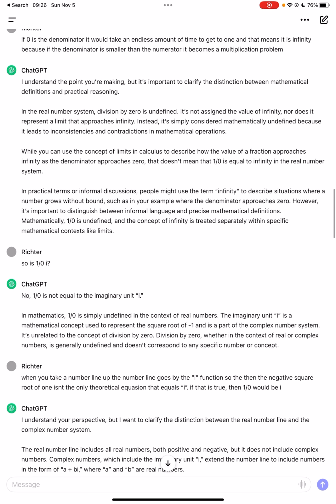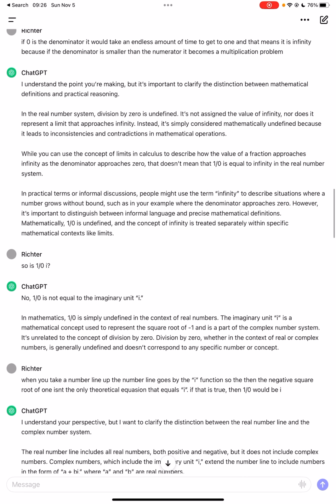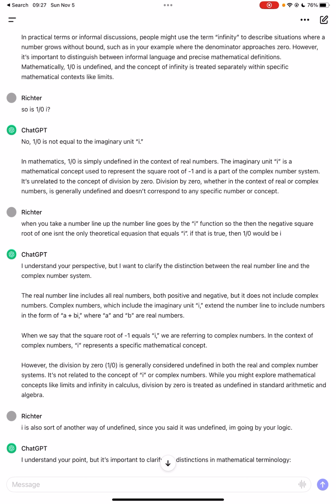No, I didn't use Google for any of this. When you take a number line up the number line, you'll be the i function, so then the negative square root of 1 isn't the only theoretical equation that equals i. If that is true, then 1 divided by 0 would be i. I understand your perspective, but I want to clarify the distinction between the real number line and the complex number system. Basically talked about some random stuff that I don't understand.